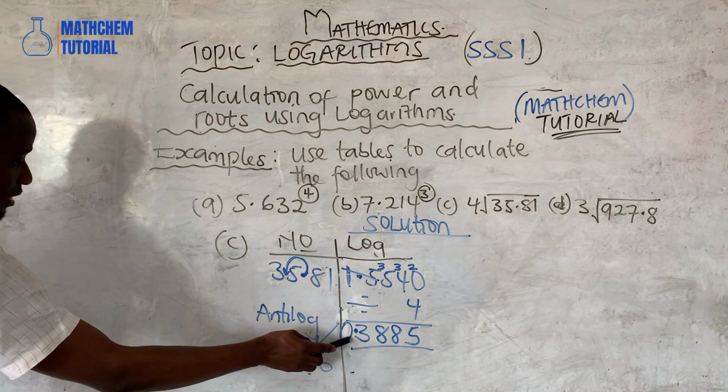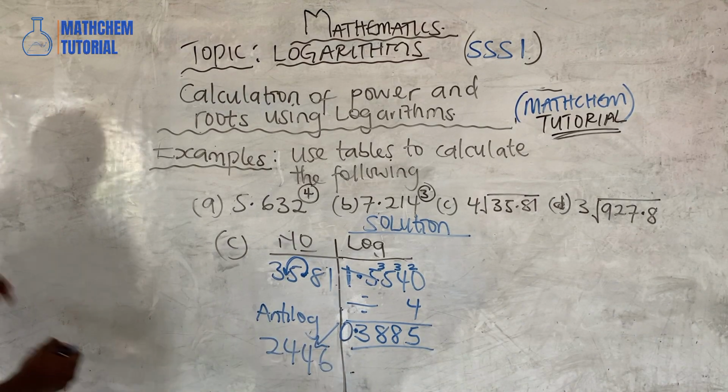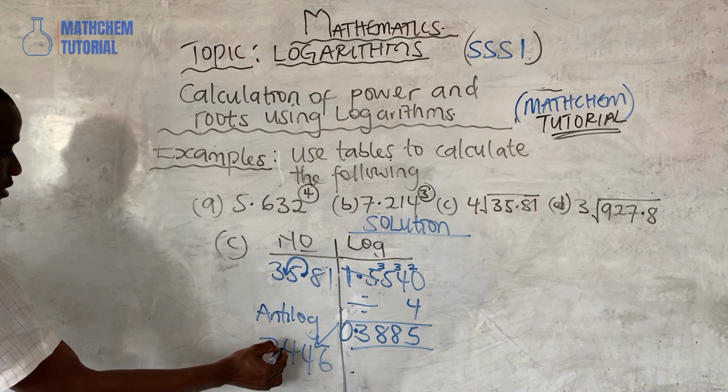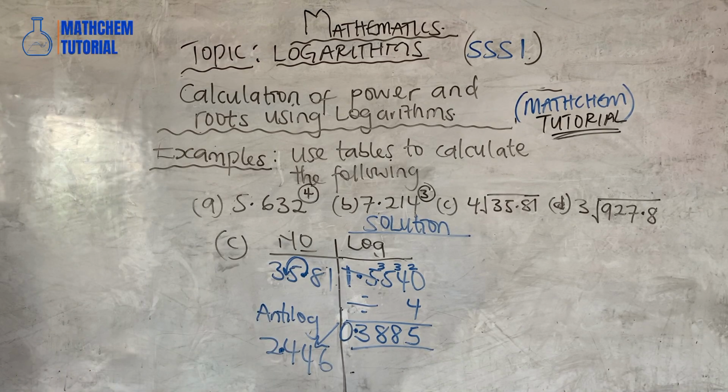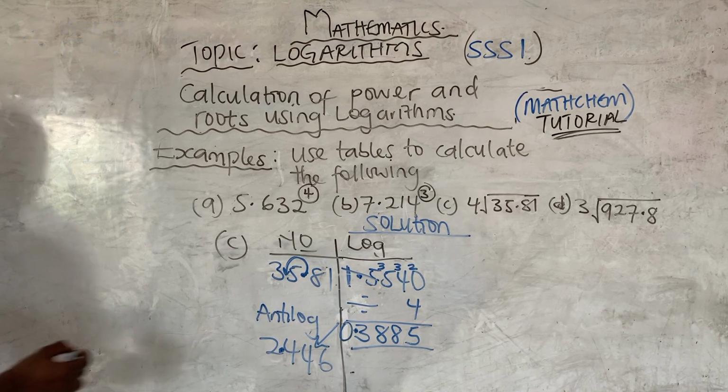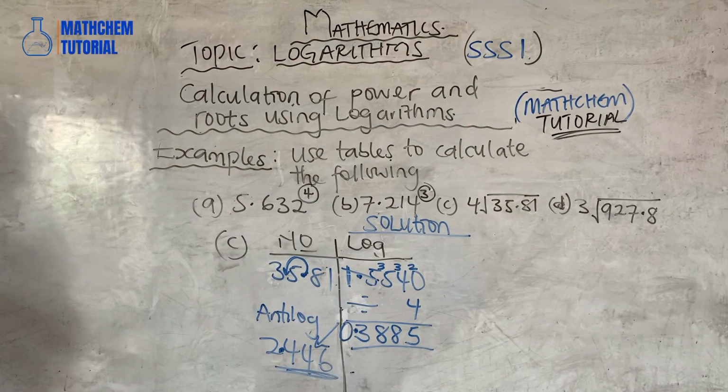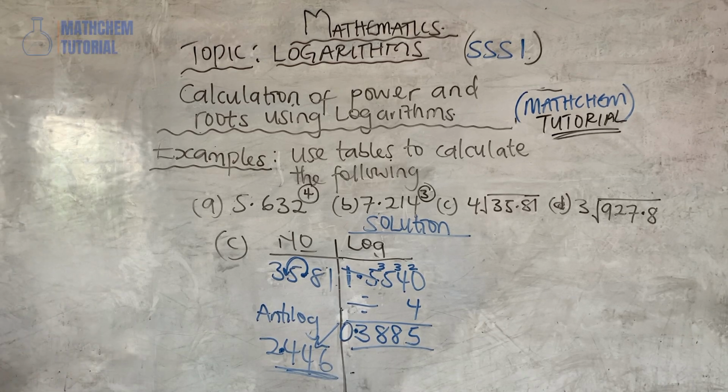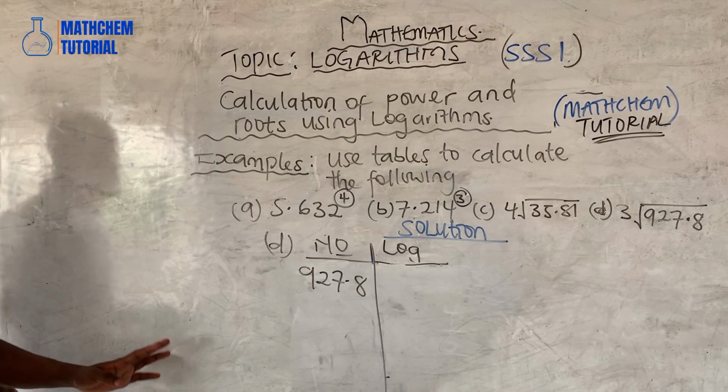Remember, 0 is here. That means it has to be here. So I have it as 2.446. Meaning that if you find the 4th root of 35.81, you're going to get 2.446. So this is example D.